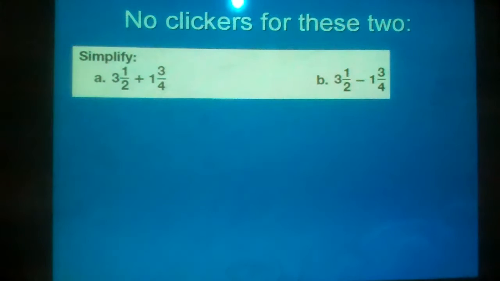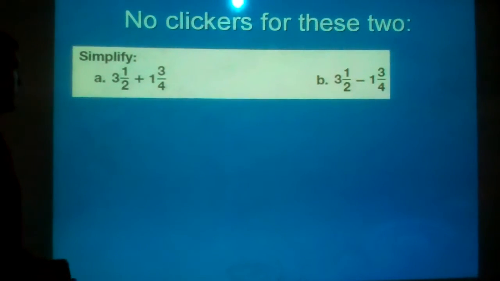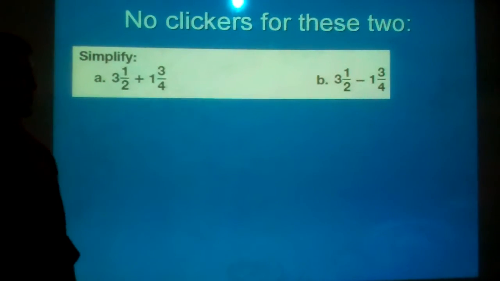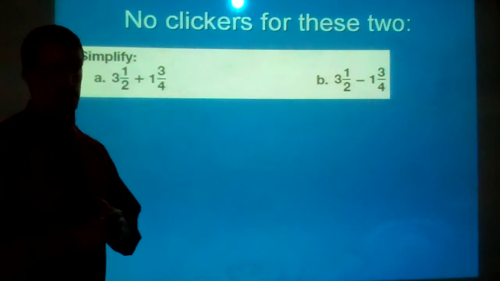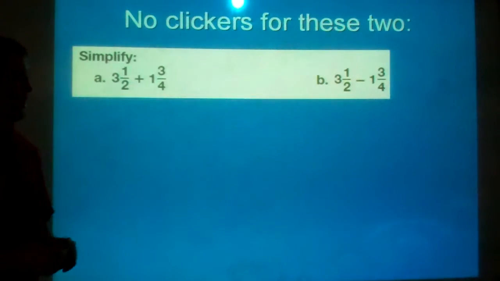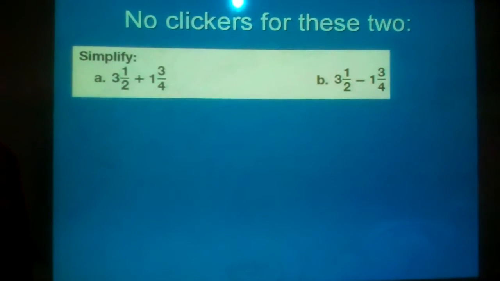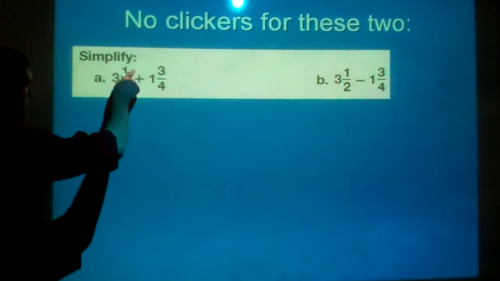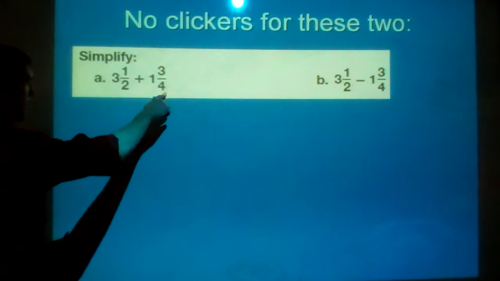Alright. Did not have the students click these ones in, but I did need to show them how to do this. Alright. Couple options we have here. We could turn these into improper fractions and go that way and get common denominators. That's fine. You can do it that way. I'm going to go ahead and say, let's just keep them mixed numbers, because the book usually has answers in mixed numbers. So, one thing we need to do. We need to get a common denominator here and here. I say we use 4. This one already has that.